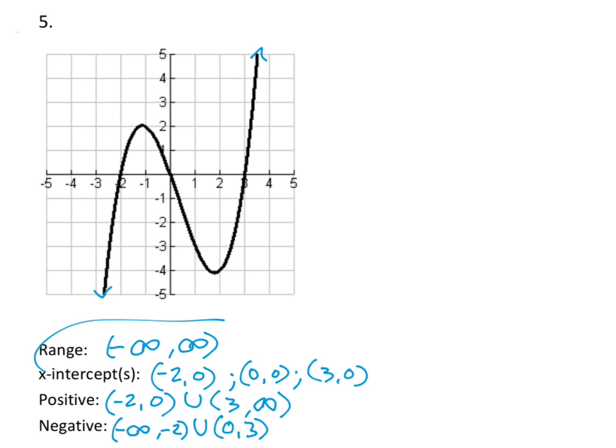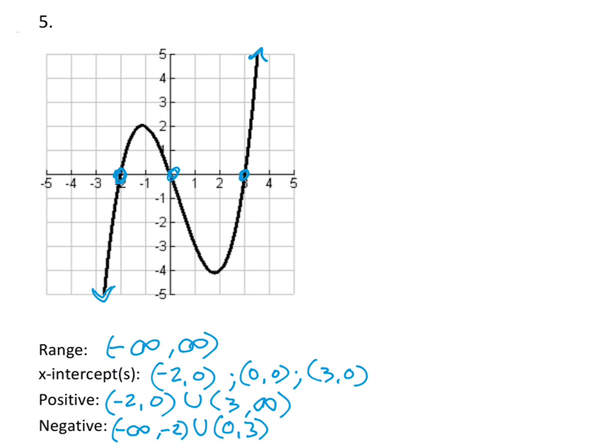Let's start with range. Range is the lowest and highest it goes. We're assuming that since I hit the edge, it's going to keep going. So yeah, this is going to go down forever. So the lowest y value is negative infinity. And on the right side, it's going up forever. So my range is going to go up to positive infinity. The x-intercepts, this has (-2, 0), (0, 0), and (3, 0). And those are actually very important parts for the next part.